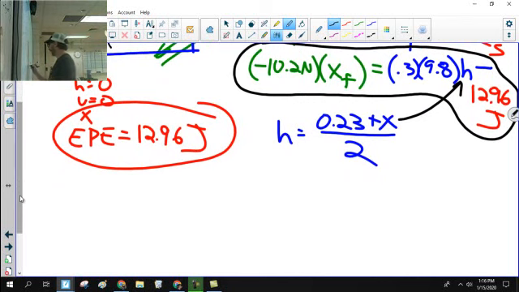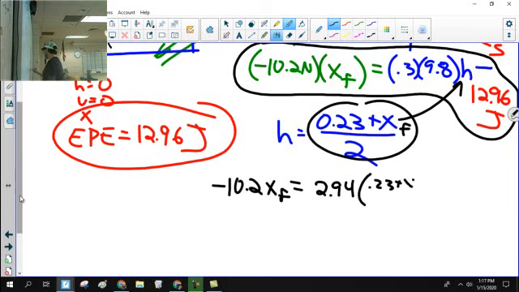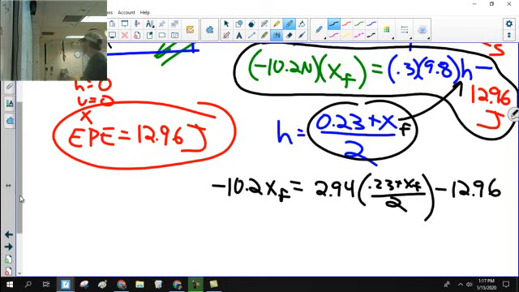So what do we got? We got negative 10.2 XF. Oh, this is supposed to be XF, sorry. Equals, let's see, 0.3 times 9.8 is 2.94 times H minus 12.96. All right, and solve this. And so if you solve, we end up getting 0.343 meters.